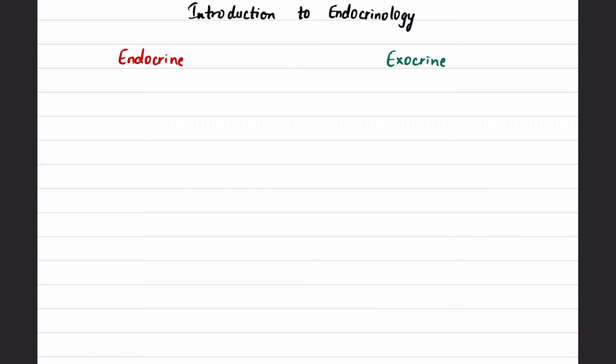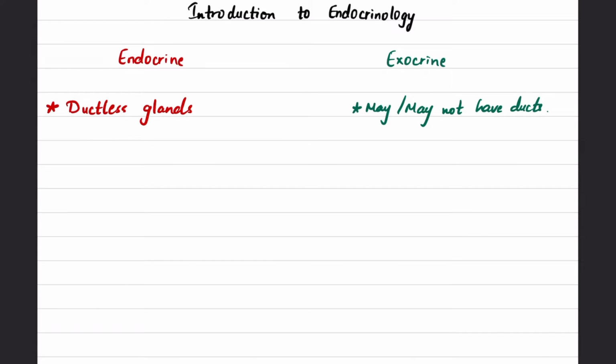The endocrine glands are the ductless glands. It means that they secrete their production directly into the blood. Exocrine glands may or may not have ducts. Next, endocrine glands secrete hormones, whereas exocrine glands secrete enzymes.